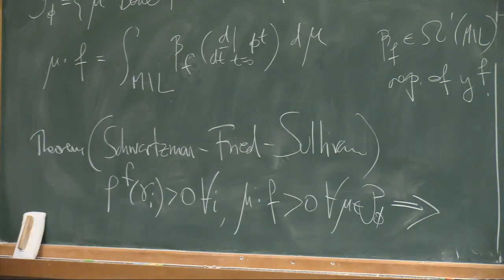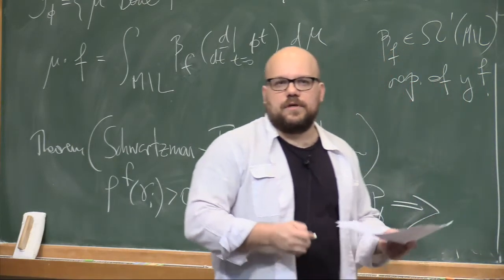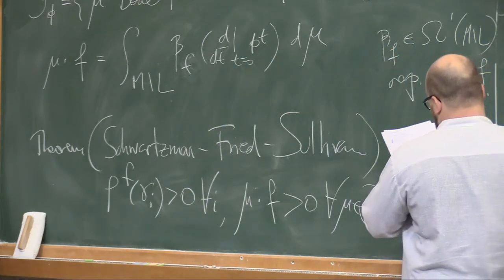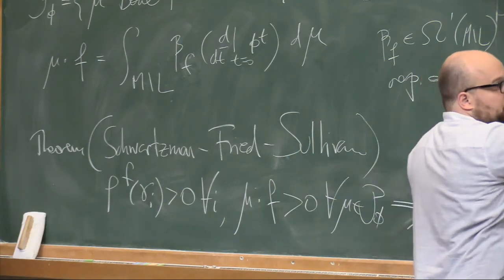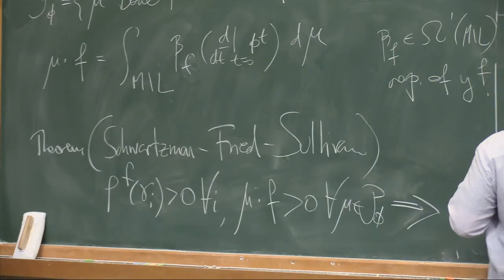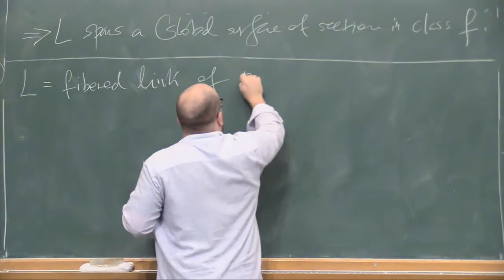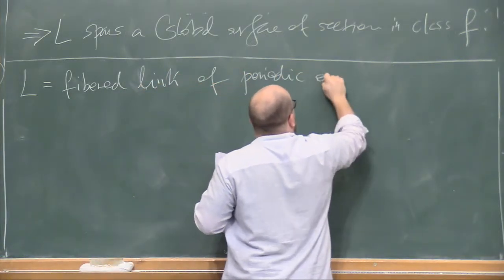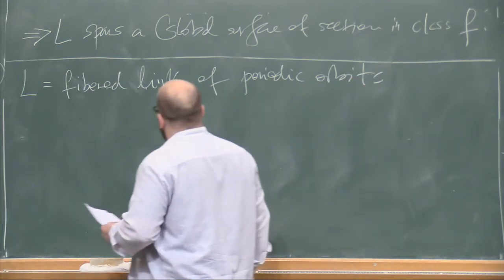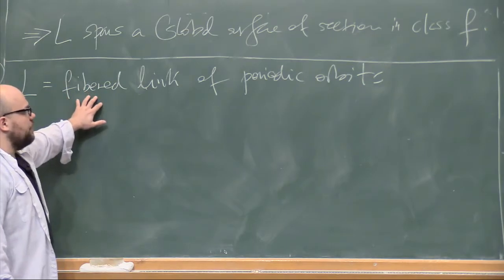All right, so let's say we have a flow. Let's say it's even a Hofer flow. Well, it doesn't matter too much. Have a flow, and our link of periodic orbits is given by a fibered link of periodic orbits. What does it mean? It means that L is the binding of an open book decomposition. That's what it means to be fibered.